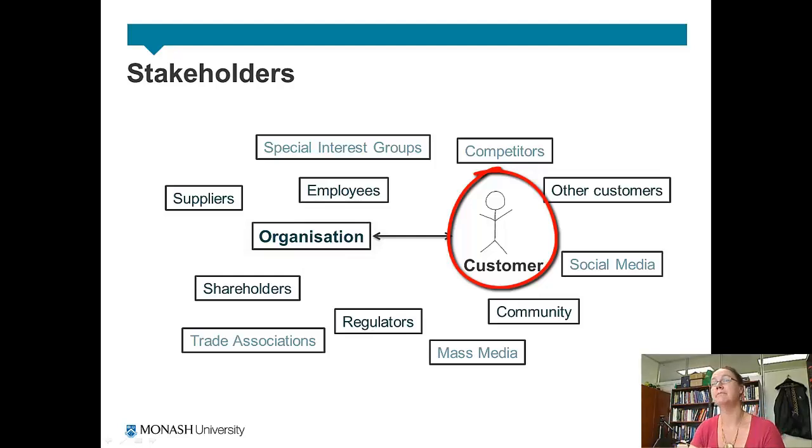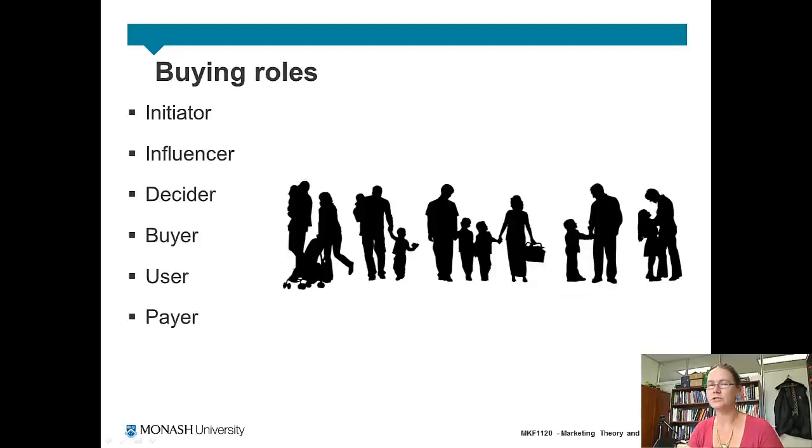Previously, we've referred to markets. Remember, markets are made up of customers, and the size of the market is determined by the number of customers we have. Through understanding buyer behaviour, we're going to understand this individual customer in much more detail. Before we get into too much detail about how customers behave, we're just going to explore a little bit further about who customers can be.